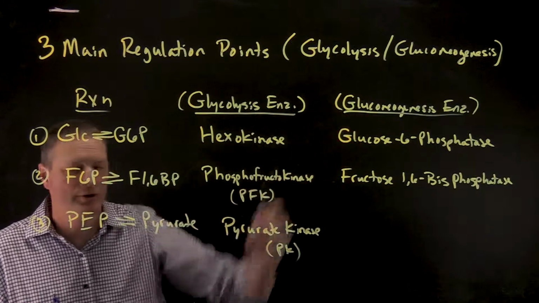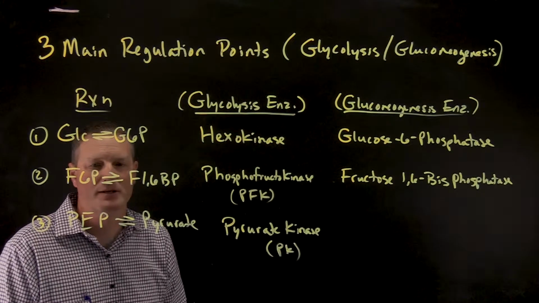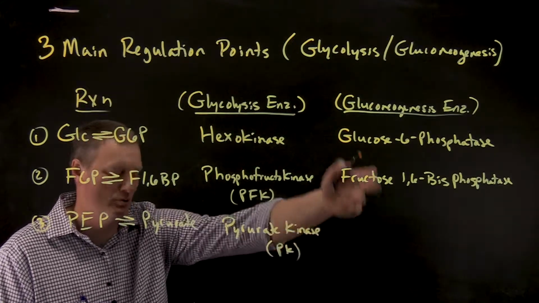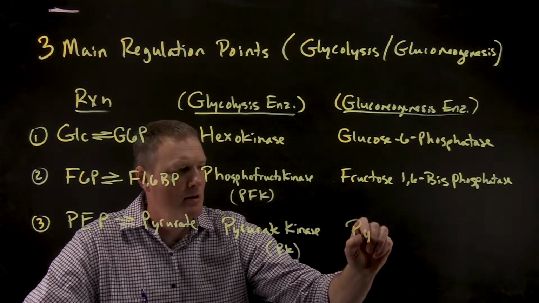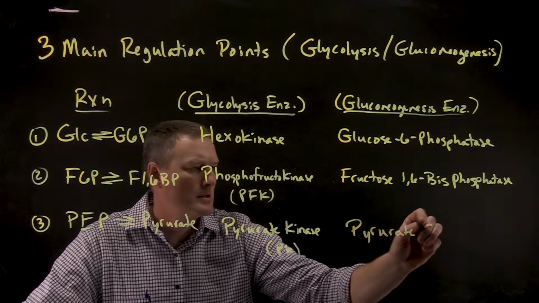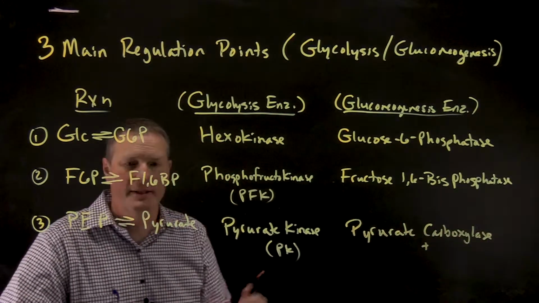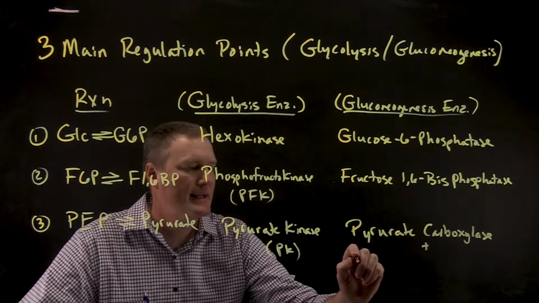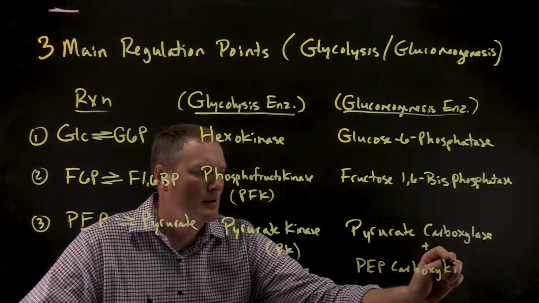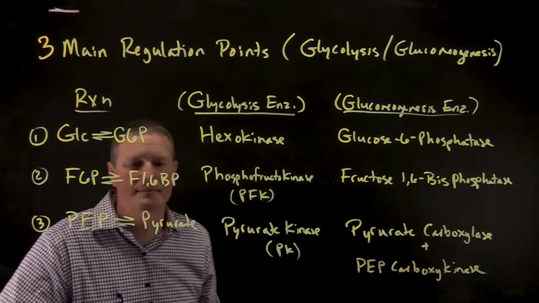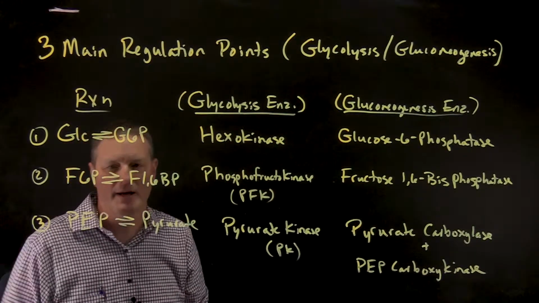Now, in the reverse pathway, gluconeogenesis, this one is such a difficult reaction to go backwards. It in fact involves two enzymes. So we're going to have to use two new enzymes to go in the reverse direction. And the two enzymes are called pyruvate carboxylase, plus there'll be the second enzyme, and that's PEP carboxykinase. Those two enzymes together can get over the energetic hump that takes pyruvate back to phosphoenolpyruvate.